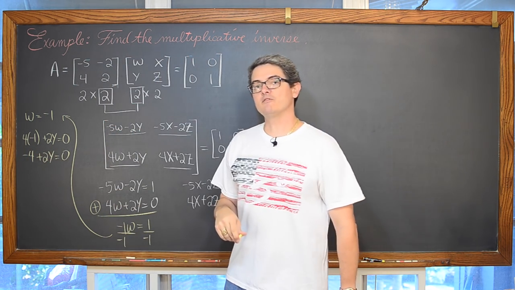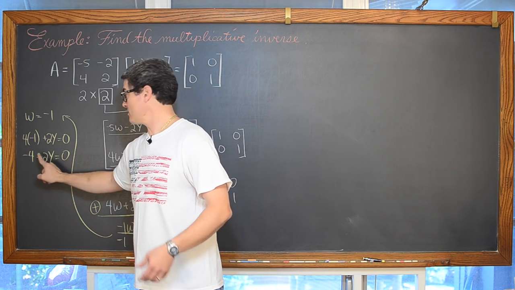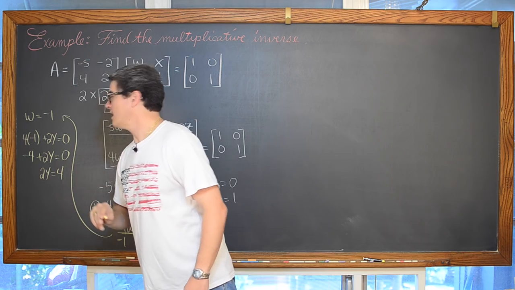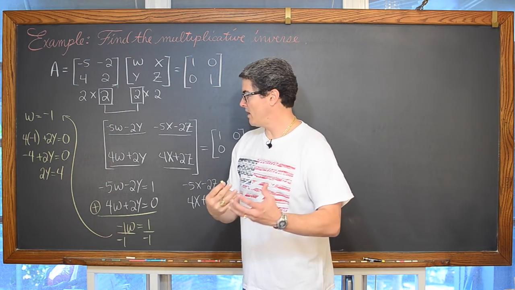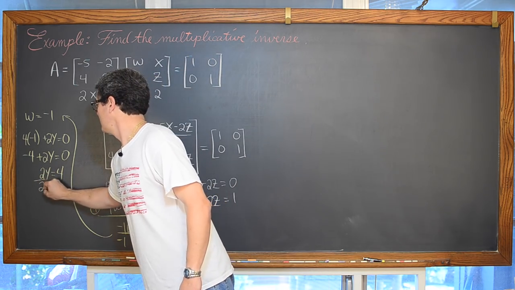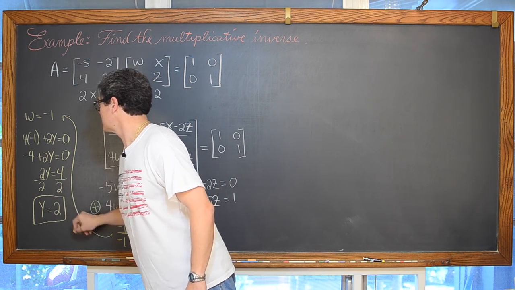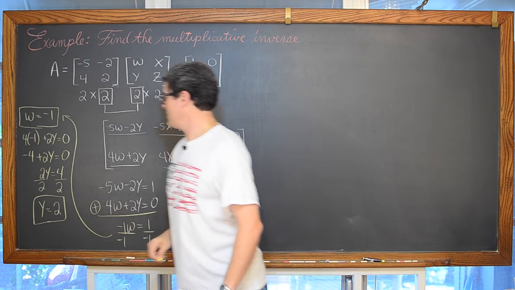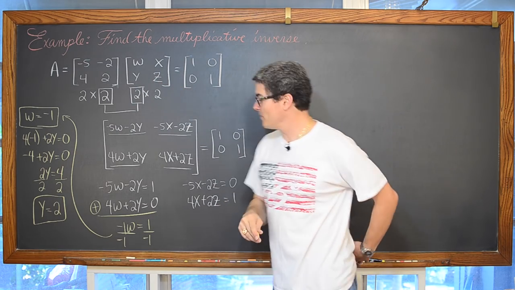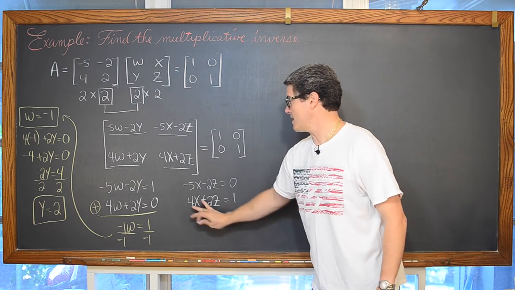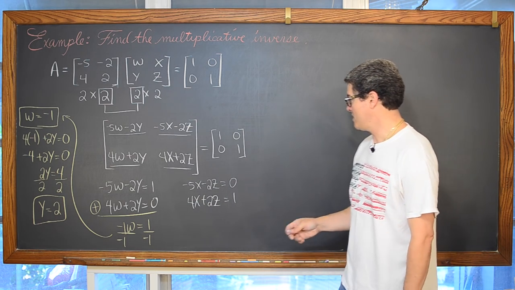Add 4 to both sides to undo that subtraction of 4 that's over here with the y. And now we're going to undo that multiplication of 2 with the y with division, and get y is equal to 2. So now we know what w is. We know what y is equal to. Let's turn our attention, let's pick a different color, and work with this other system of equations.